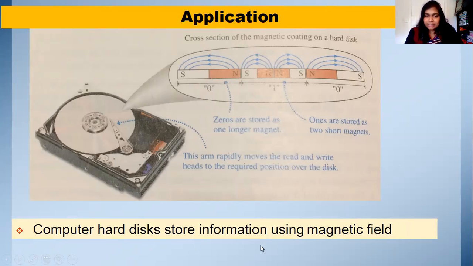And the computer hard disk stores information using magnetic fields as well. Whenever you enter data or save it, it reads the 1s and 0s, and it creates magnetic pieces like this, and the data is saved onto the device.